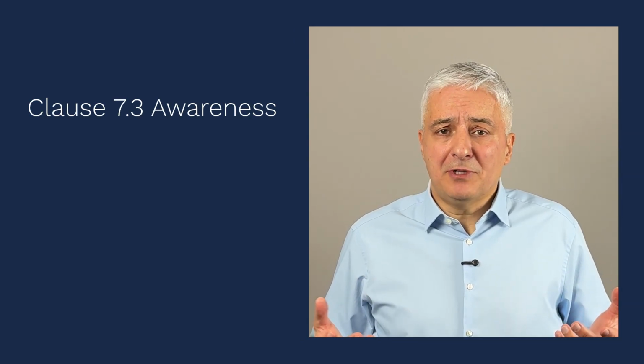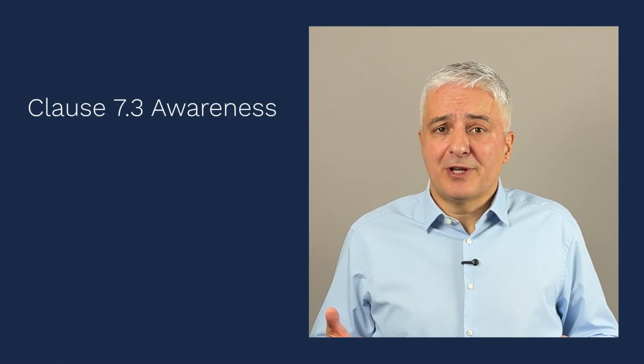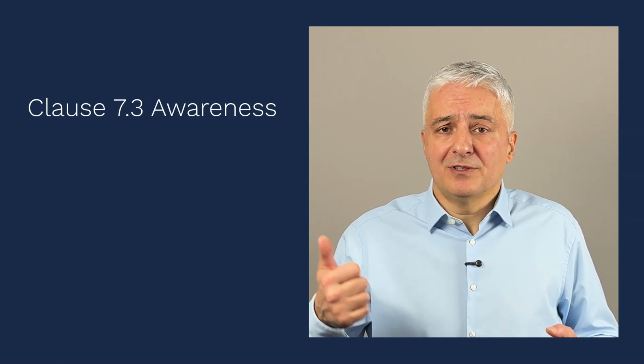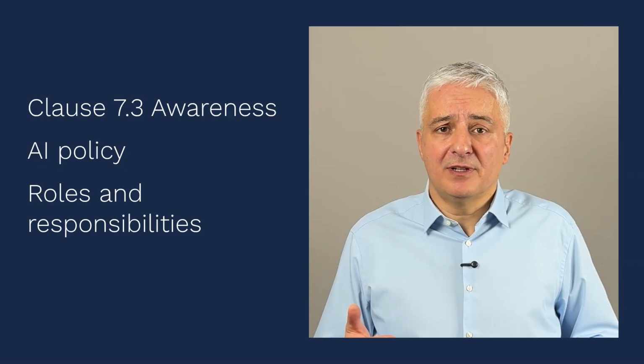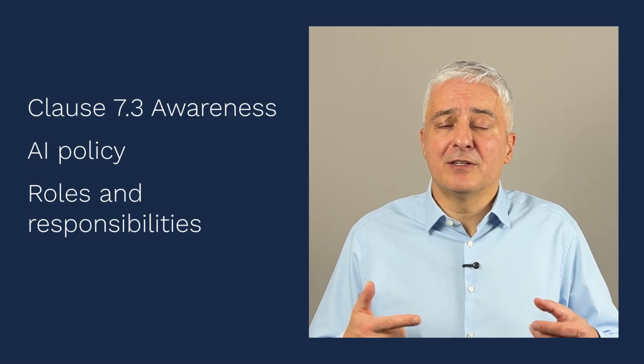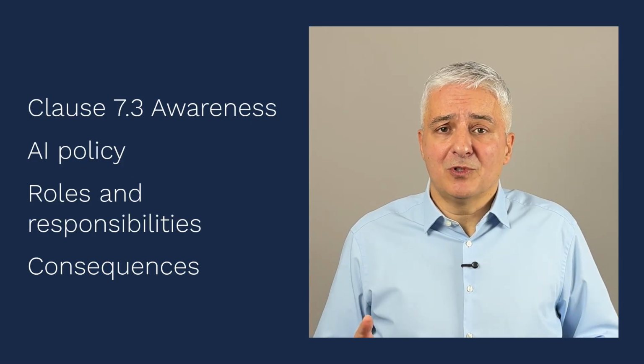Now clause 7.3 is called awareness. It's very short as well, and basically it says that companies need to raise awareness of their employees related to their AI policy, what the roles and responsibilities are of each and every person that works with AI in the company, and basically how they can contribute to AI governance, and also the consequences if employees are not following internal policies and procedures related to AI. And by the way, these requirements are very, very similar to other standards like ISO 27001 for cybersecurity or ISO 9001 for quality management. So basically all of them have these same requirements for training and awareness.